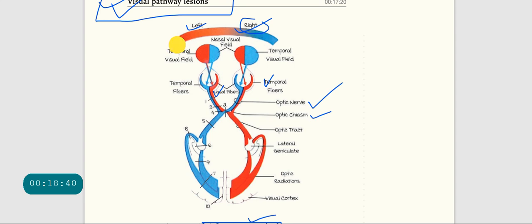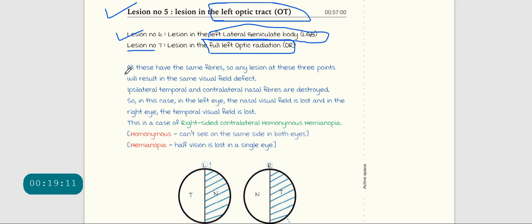If the optic tract, then also same. Lateral geniculate, then also same. If the optic radiations are affected, then also the same vision would be affected. And even if the visual cortex is affected, then also the same vision would be affected. So all these have the same fibers, so for any lesion to these three parts, the same visual defect would be seen. Okay, now this was the similar condition in these three lesions.